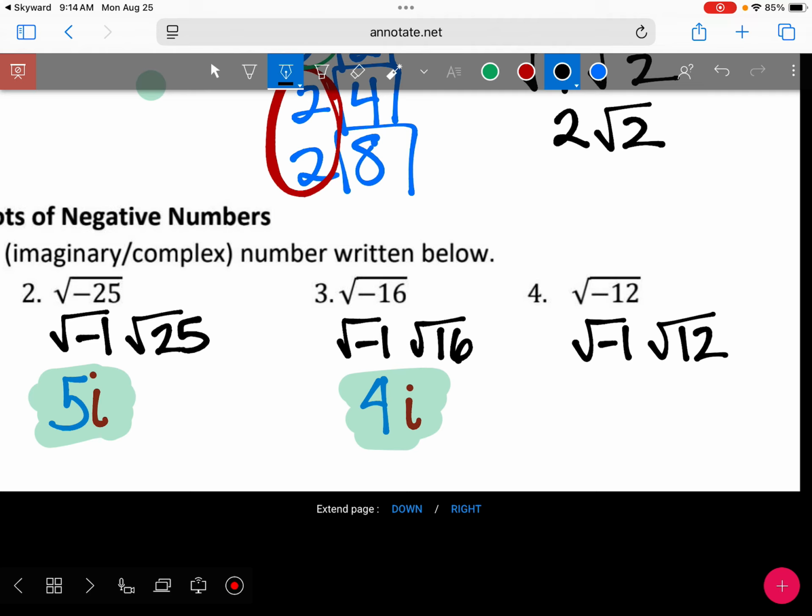Show me with your fingers what number you think it is. It can divide into 12. If you're not sure, pick up your calculator. Start with the first number less than 12. Start with 9. Pick up your calculator, take 12 divided by 9.